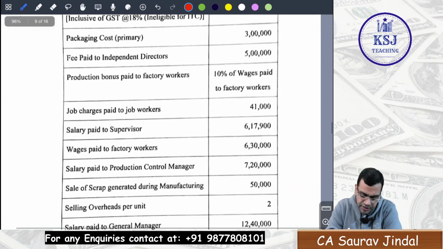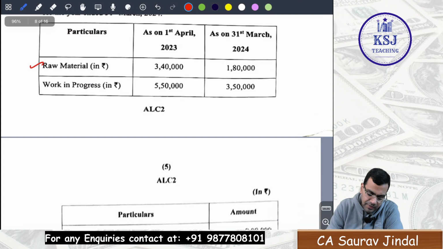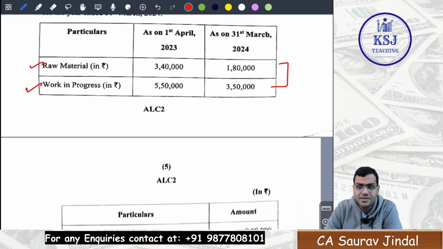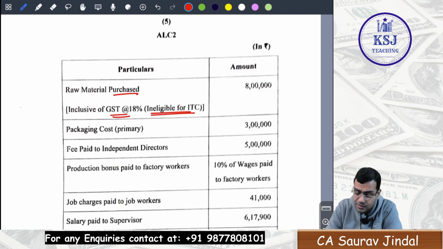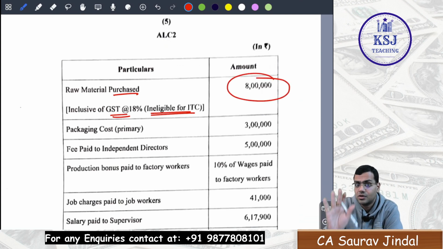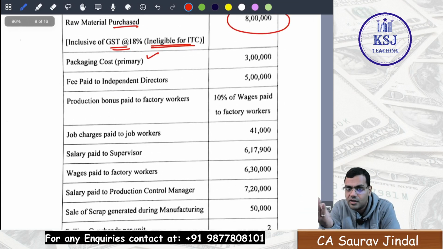Then this was a cost sheet question, very simple, straightforward question, not at all difficult. For raw material and WIP, opening and closing balances are given. Then raw material purchased inclusive of GST ineligible for ITC. ITC is not available, so you have to take the full value as a cost. Packaging cost, primary packaging cost, where you have to take, I have already told you, right?